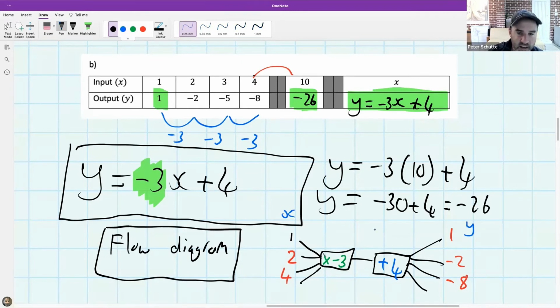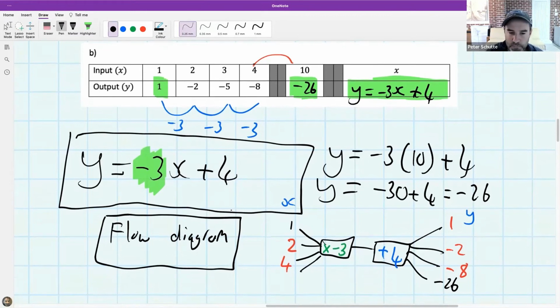If I gave you -26 as an output, could you tell me the input that it came from? Who would like to tell me what the input is? If you imagine there's a flow diagram, but I only give you the y, the output, I want to know what it came from. Maybe could somebody tell me? Whose hand is up to help me? So Munibert, I'm going to unmute you if you could help me.